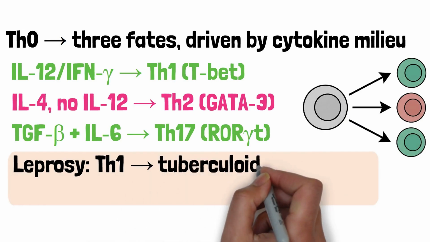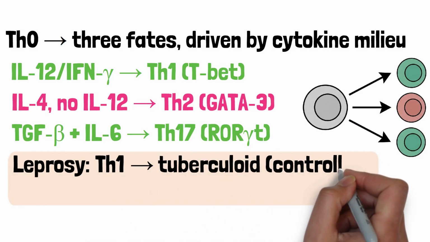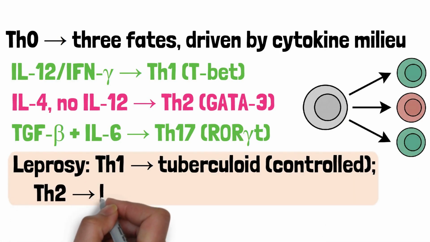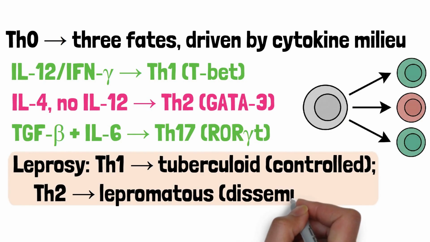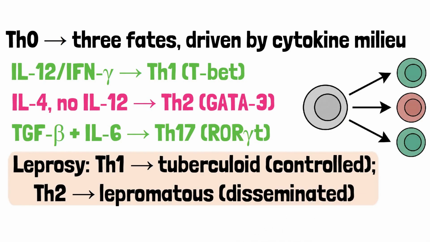Patients who mount a Th1 response get the tuberculoid form, with granulomas that keep the infection controlled, while patients who shift toward Th2 get the lepromatous form, disseminated disease that antibodies alone can't contain.